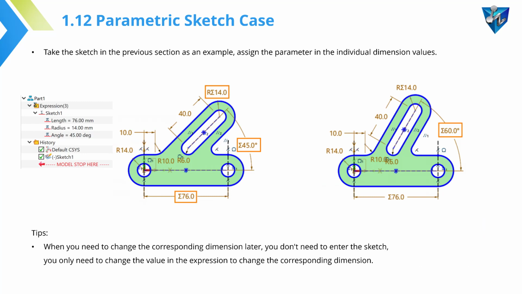Next, I will take the sketch example which we created in the previous sections, and assign the parameters to the individual dimension values for the parametric sketch design. So when you need to change the corresponding dimension later, you don't need to enter the sketch. The only thing you need to do is change the value in the expression manager and change the corresponding dimensions to the target value.